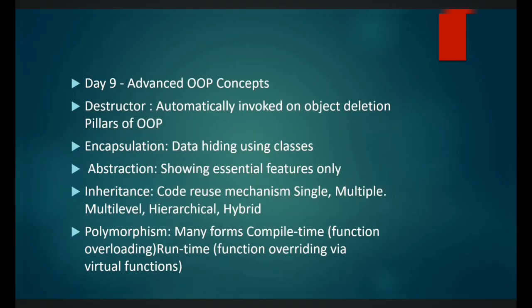Day nine covered advanced concepts, like the destructor, which is automatically invoked on object deletion, and the pillars of object-oriented programming. Encapsulation is data hiding using classes. Abstraction shows only the essential features. Inheritance is a code reuse mechanism, with types: single, multiple, multilevel, hierarchical, and hybrid. Polymorphism means many forms: compile time and runtime, where runtime means function overriding and virtual functions.